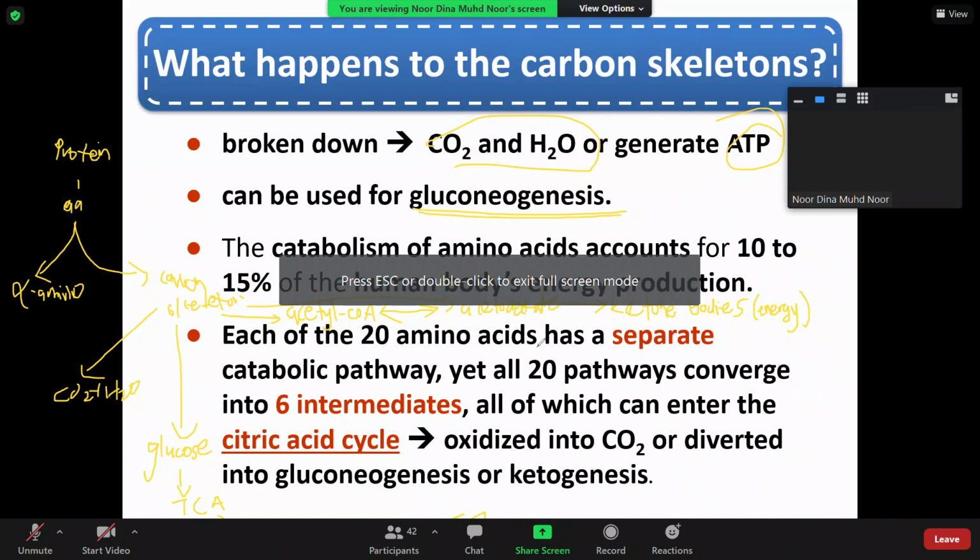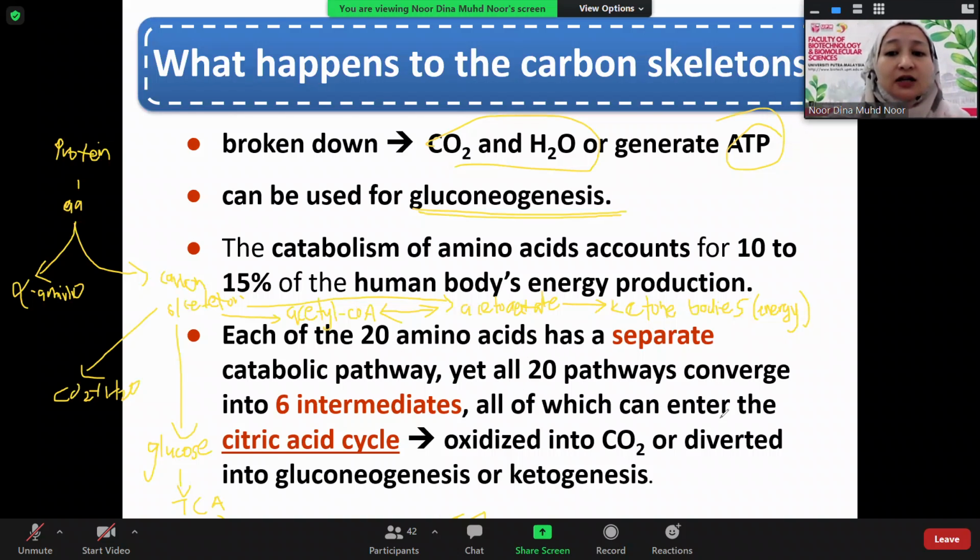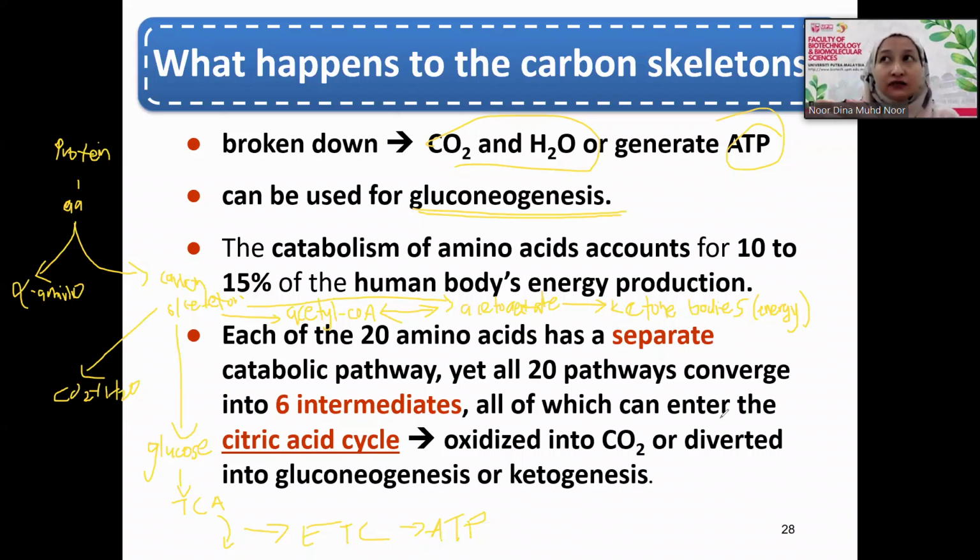So we're going to look later on at how these 20 amino acids each have a separate catabolic pathway. Different amino acids have different catabolic pathways, and they will involve these 6 intermediates. We're going to look at which intermediates provide which amino acid catabolisms, and which of these amino acids will enter the citric acid cycle.